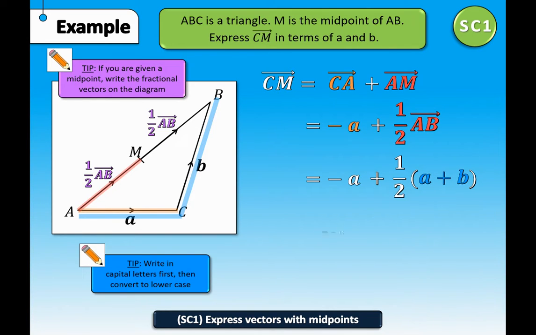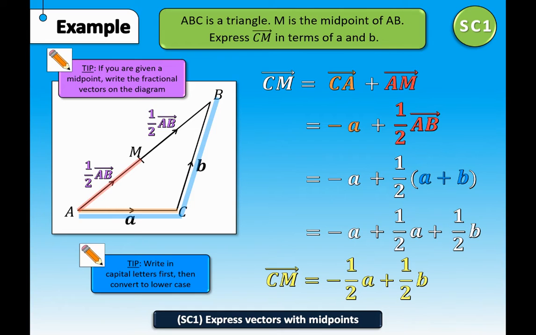Then we can expand the bracket. So 1/2 of a plus 1/2 of b, and then simplify. So minus a plus 1/2 of a would be minus 1/2 of a, and then plus 1/2 b. And that's our answer.